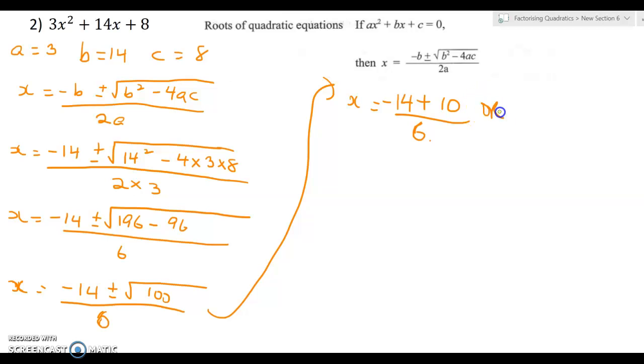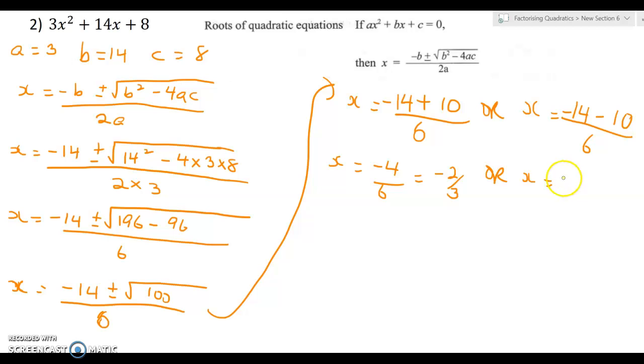Or x is equal to minus 14 minus the square root of 100, which is 10, all over 6. So here we would get minus 14 plus 10 will give me minus 4 over 6, which is equal to minus 2 over 3. Or we have x is equal to minus 14 minus 10, minus 24 over 6, and that will give me minus 4.